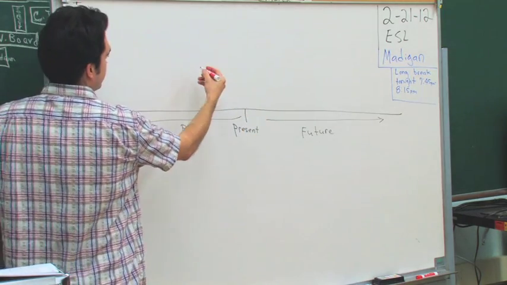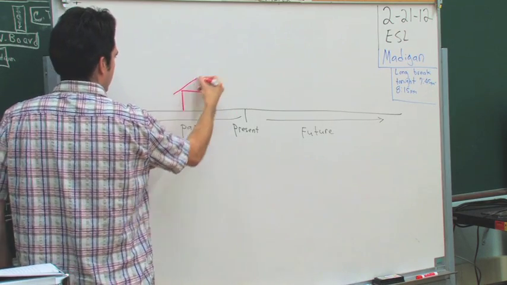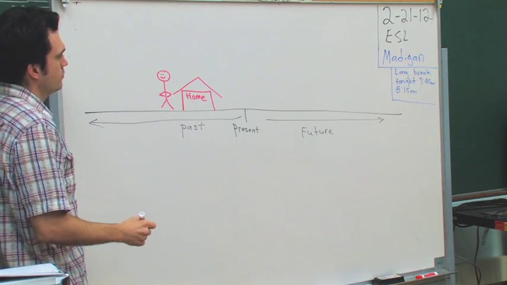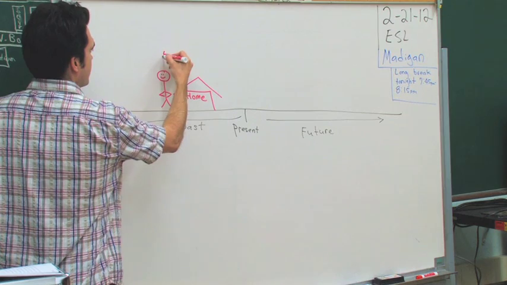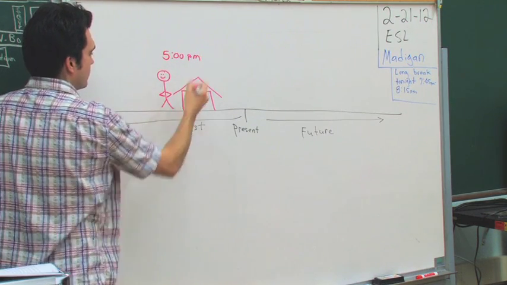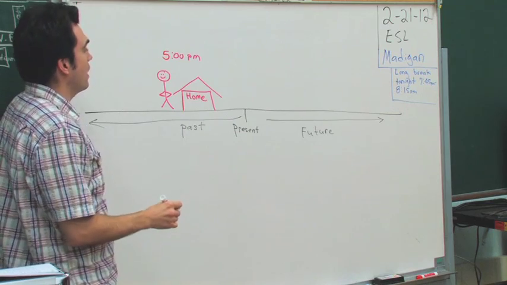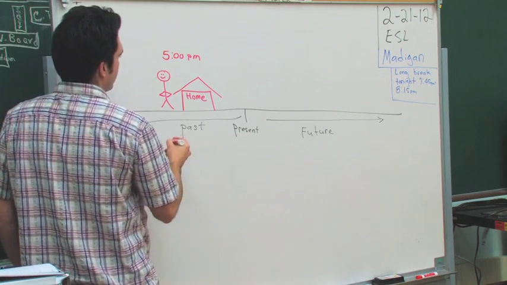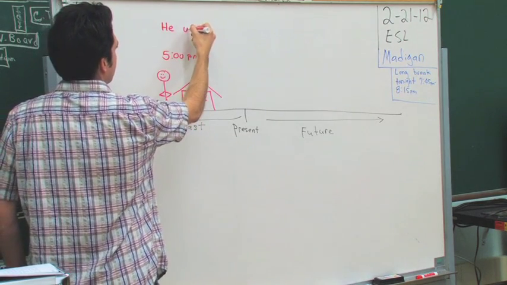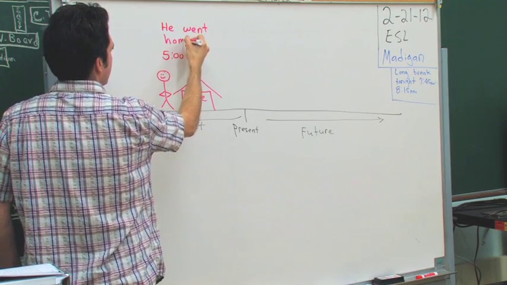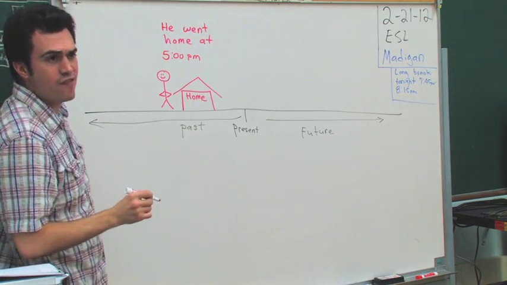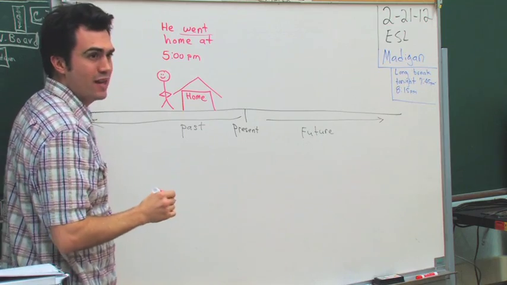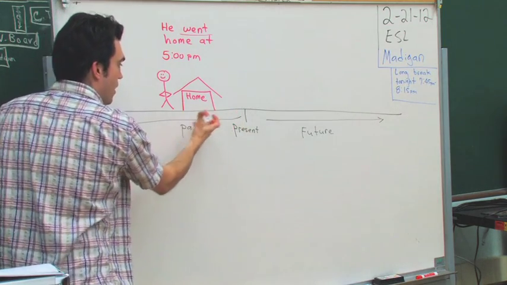Let's try red, okay? All right, let's see. Let's say 5 o'clock p.m. So at 5 o'clock p.m., he what? He went home at 5 o'clock p.m., right? So went. What tense is went? Past tense. Past tense, right? This is all in the past.